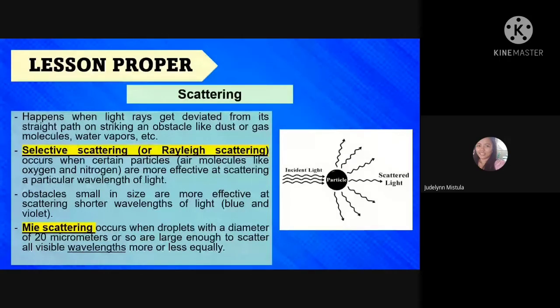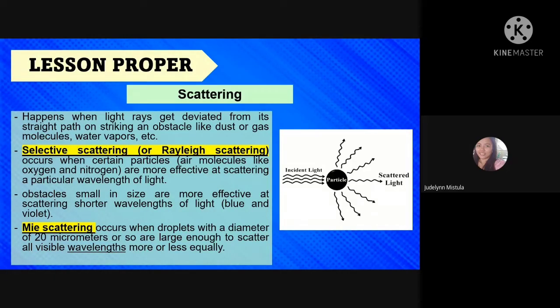This explains why we have a blue sky during the day and a reddish sky during sunset. Another type of scattering is the Mie scattering or the Mie effect. Cloud droplets with a diameter of 20 micrometers or so are large enough to scatter all visible wavelengths more or less equally. This means that almost all of the light which enters the clouds will be scattered. Because all wavelengths are scattered, clouds appear to be white.